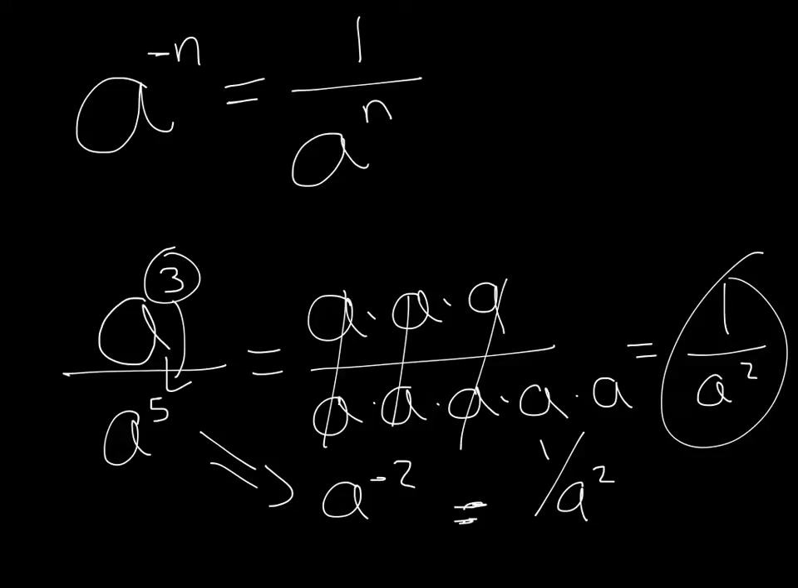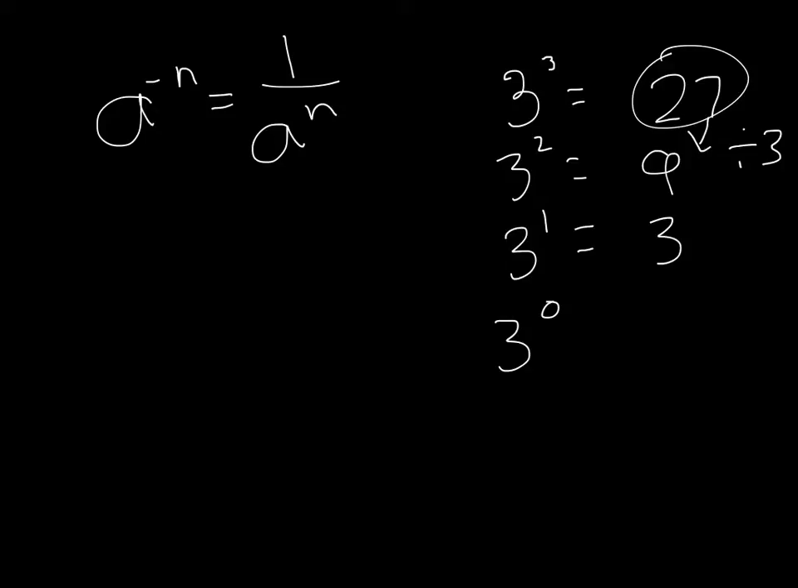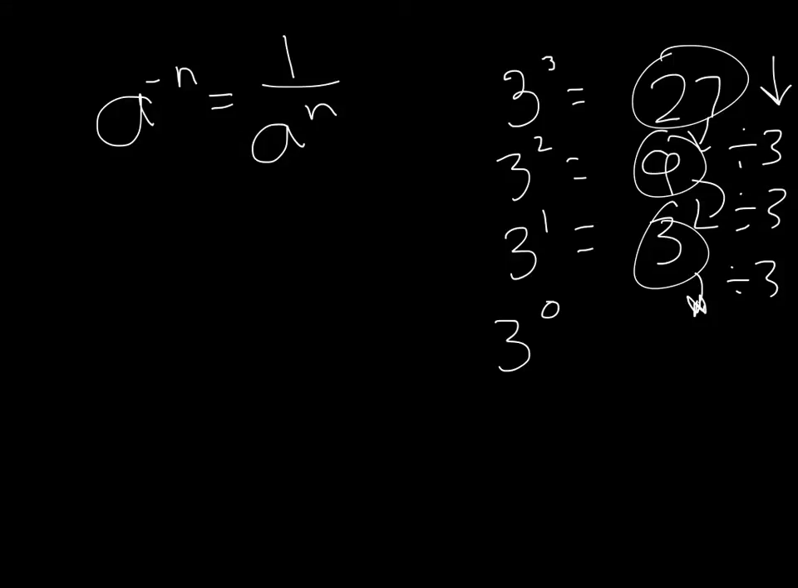Let me give you one more demonstration. So again, we're talking about why this property seems to work. Well, let's use some numbers. So we know 3 cubed is 27. We know 3 squared is 9. We're going to just look at this with a pattern. 3 to the 1st is 3, and let's stop there. So how do we get from 27 to 9? Well, we divided by 3, and from 9 to 3, we divided by 3. So it makes sense that we would keep doing this pattern, right? We would keep dividing by 3 as we go down. And going up, we're multiplying by 3. So 3 times 3 is 9, and 9 times 3 is 27.